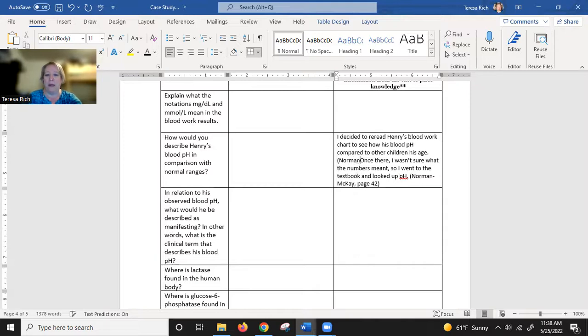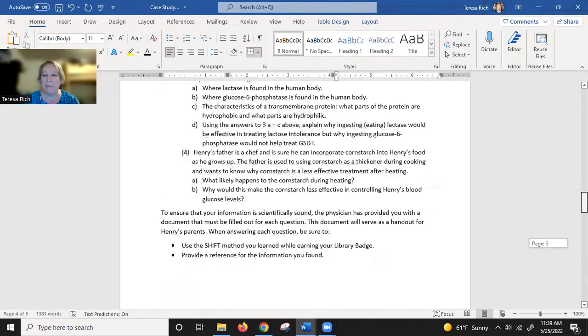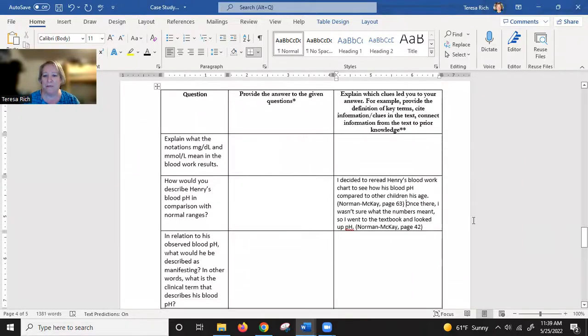Okay, so Norman, McKay. I'm doing APA style formatting. You can use whatever formatting works for you. Okay, and I got talking, and I'm not exactly sure that 63 is the right page number, so I'm going to scroll up. Yep, there we go. Yep, it's page 63. Okay.